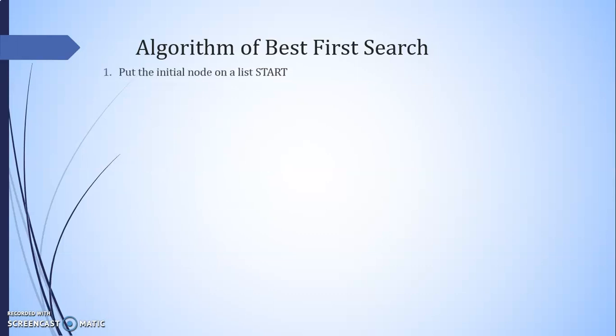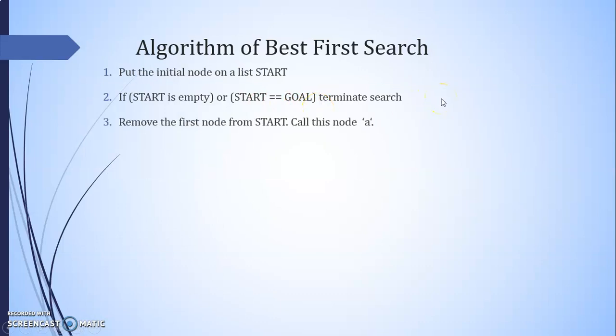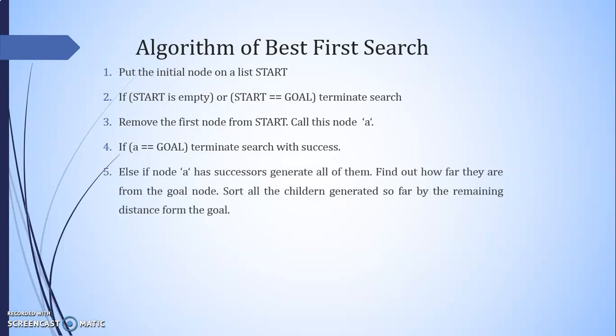Let's start. Put the initial node on the start list, which we already know. If start is empty, that means there is no node, or if start is equal to the goal state, that means it is a single state that is already the goal state, then terminate the search with success. Remove the first node from start and call it node A. If A is equal to the goal, then terminate the search with success.